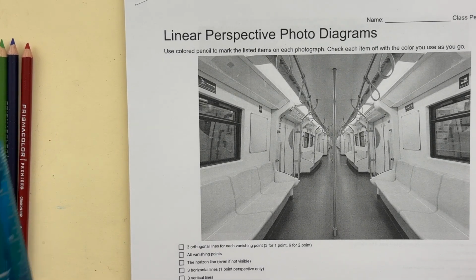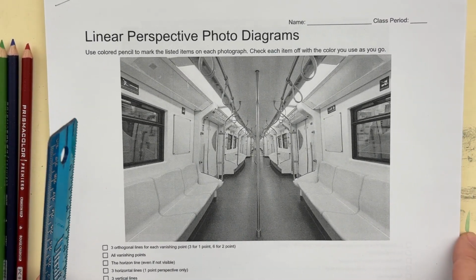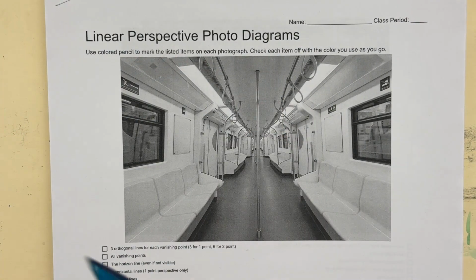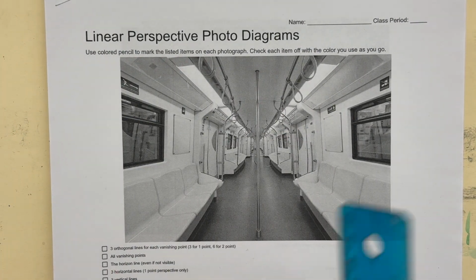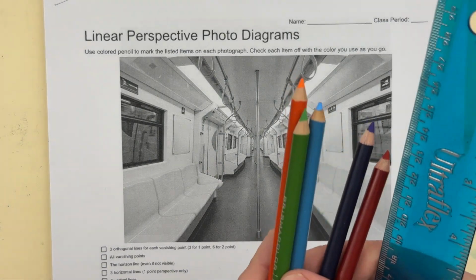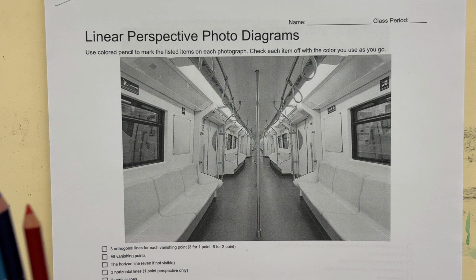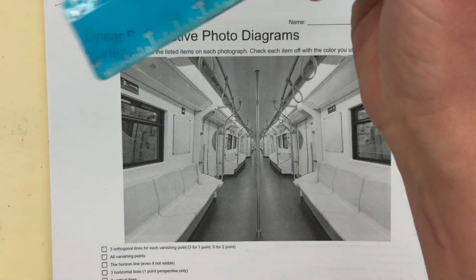All right, so we're going to be diagramming linear perspective in some photographs today. So the things we're going to need for this, you're going to need our linear perspective photo diagram packet here. And we're going to need some colored pencils. You're going to need 5 colored pencils, 1 for each item you're going to have to do on the checklist. And you're going to need a ruler.